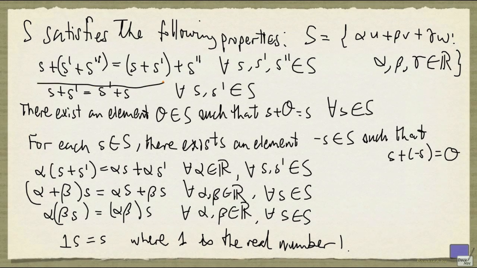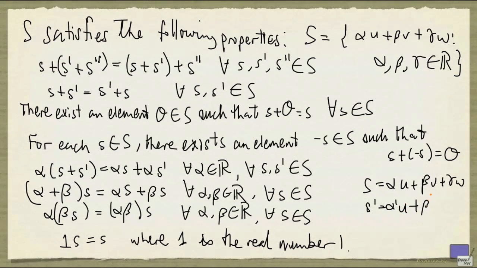And some of these things, like the first and second property, are also easy to check. All you need to do is, for example, if you want to check the second property, you would take S to be alpha times u plus beta times v plus gamma times w, and S prime to be alpha prime times u plus beta prime times v plus gamma prime times w. And you just carry out the additions and compare the results. So most of these are not too difficult to check.